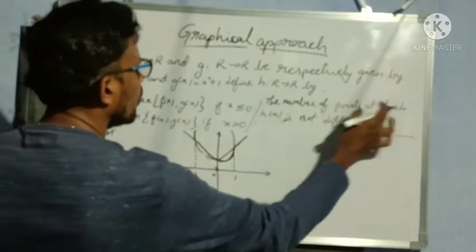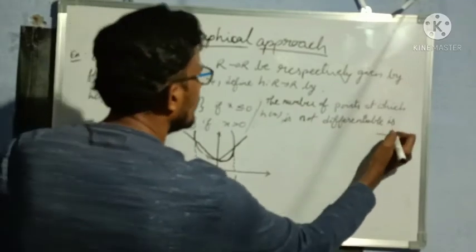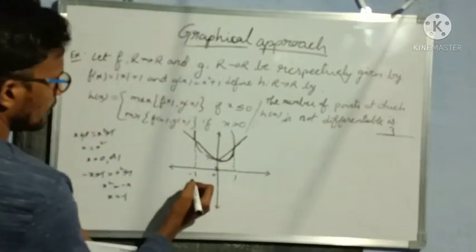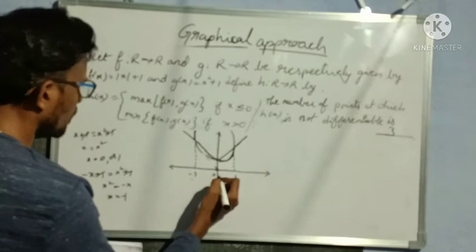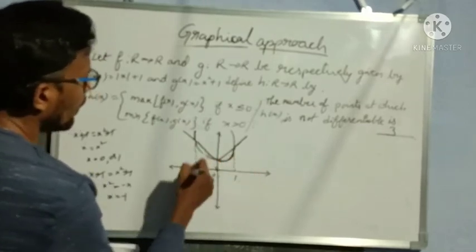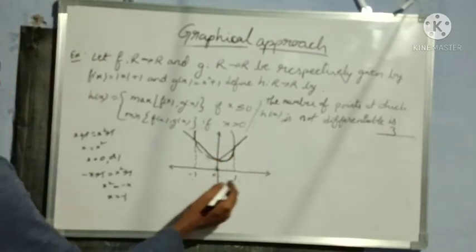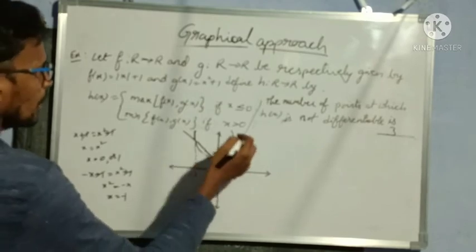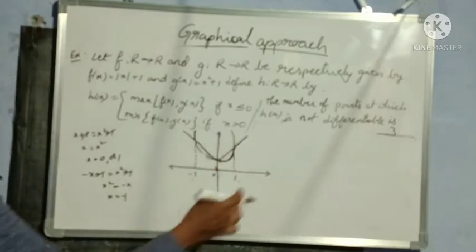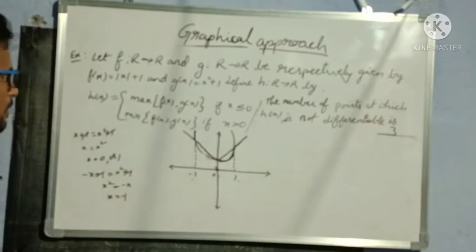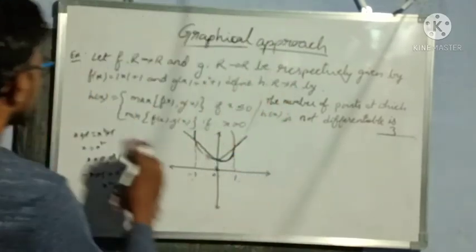Therefore, the number of points at which h of x is not differentiable is 3. That is, at x is equal to minus 1, x is equal to 0, and x is equal to 1. If we draw the graph, then clearly we can understand that at these 3 points we are getting a sharp corner. That's why this graph is not differentiable at 3 points. Understood everybody? Very, very important problem. Okay? Next.